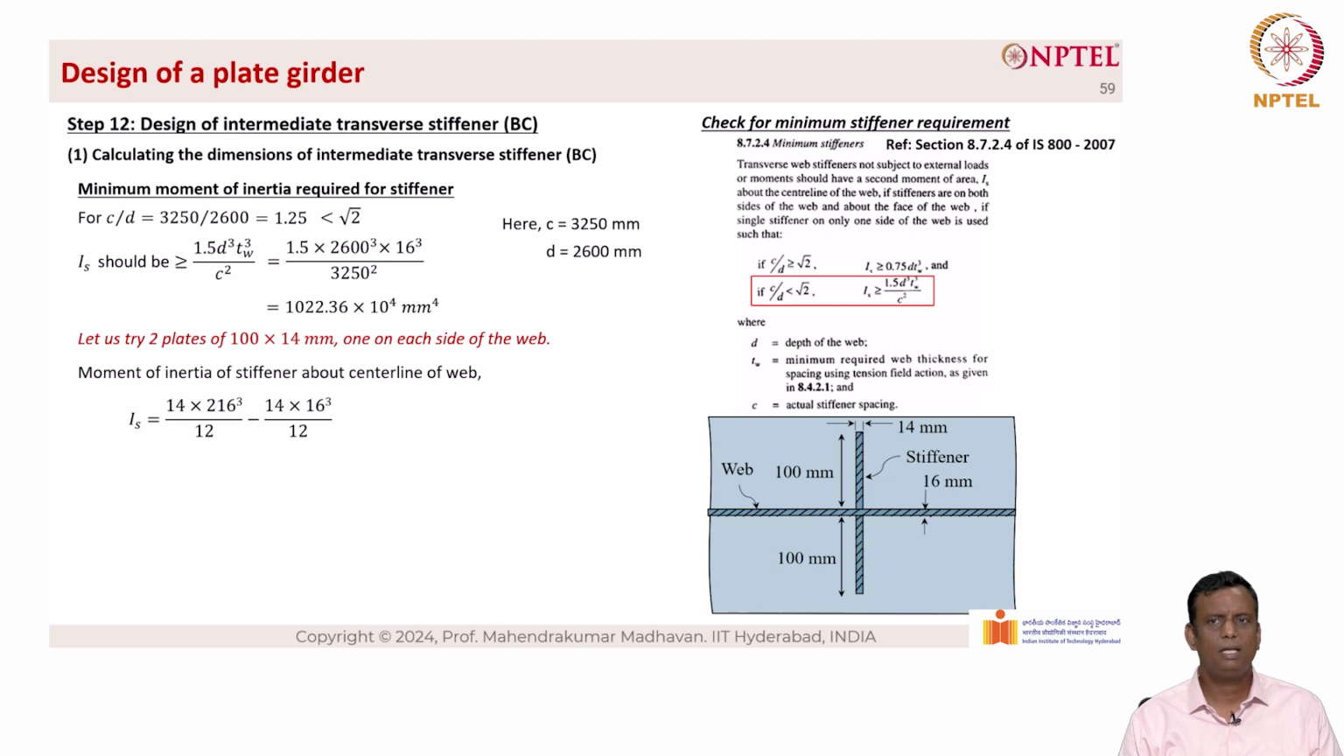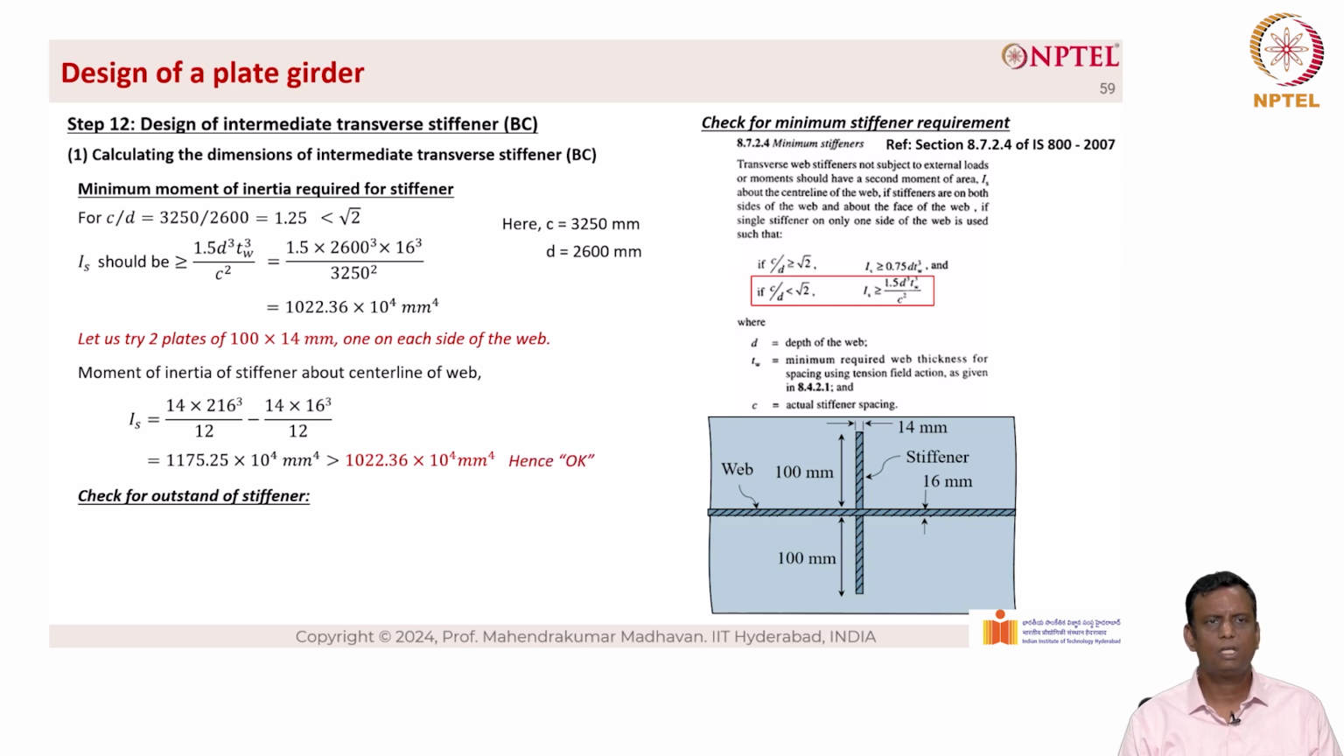So 14 into 216 cube by 12, where 14 is the thickness of the stiffener, gives you the entire value, minus 14 into 16 cube by 12, which is basically you are subtracting the portion that is joining the two. Now we have 1175.25 into 10 power 4 millimeter power 4, which is greater than the required one, 1022.36 into 10 power 4 millimeter power 4.